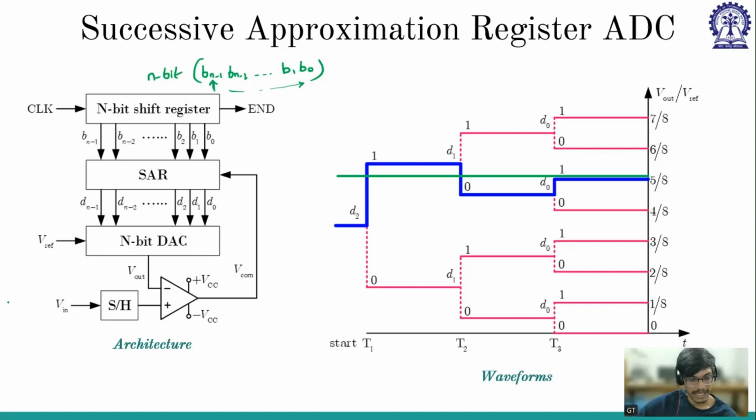So this is my V input. So V input will be compared with half of that fixed difference, so half of V output. So this is my half, right? So this is my 4 by 8. So first they will compare it with V reference by 2.